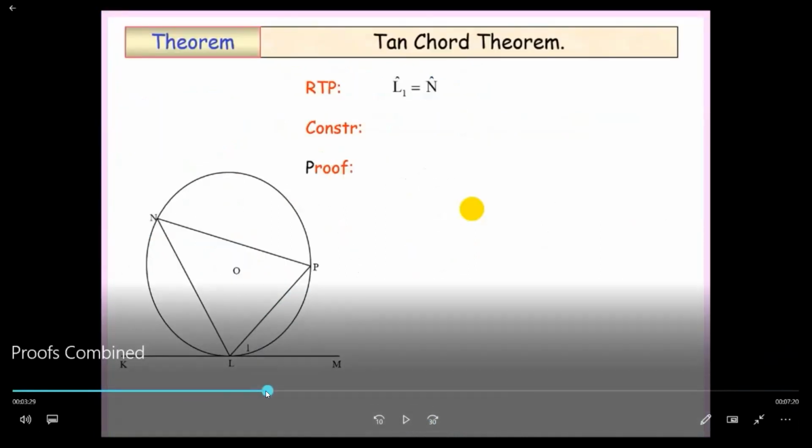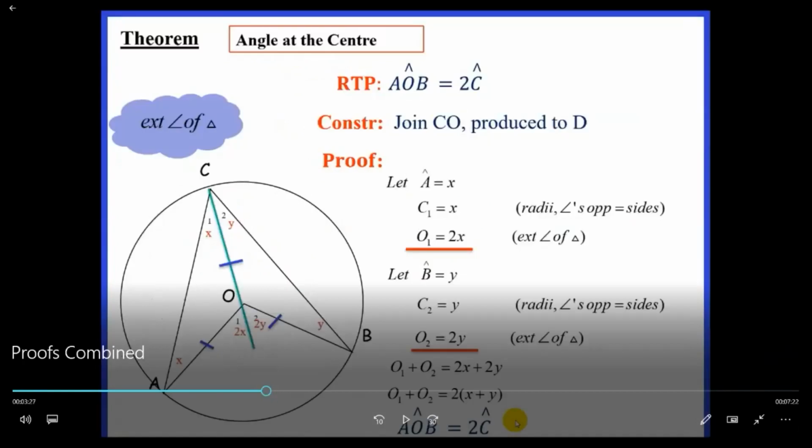Okay, I just want to go back a little. All right, any questions on the first theorem? No, sir. Are we all good?